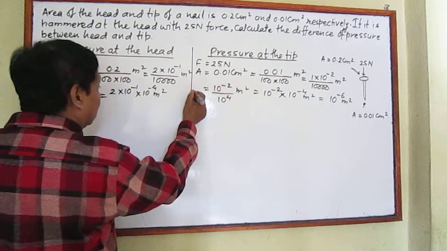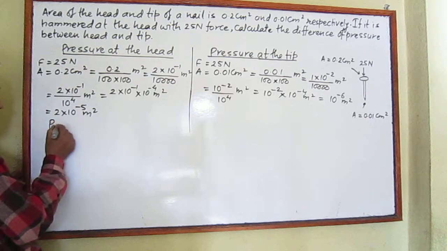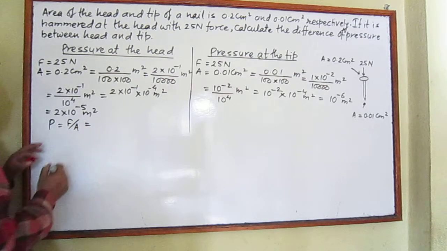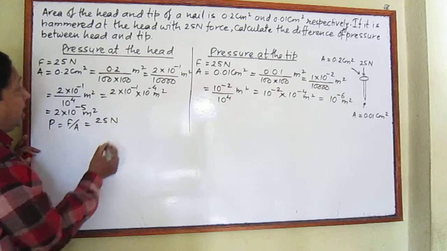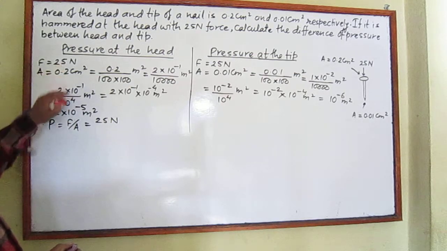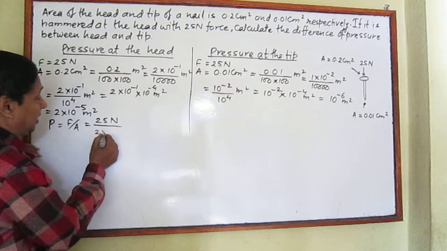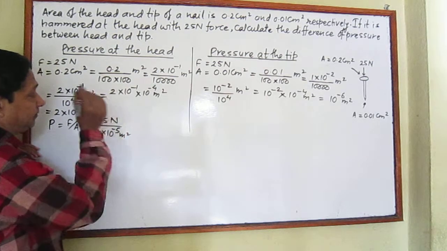Now I am going to calculate pressure on both the sides. Pressure equals force by area. Now what is the value of force here? 25 Newton. And what is the value of area here? It is 2 into 10 to the power minus 5 meters square.